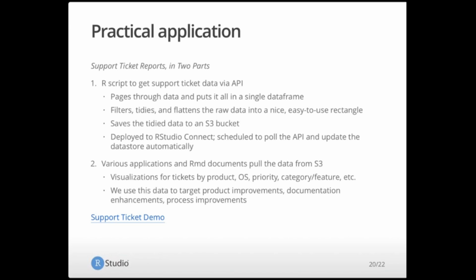This application is in two parts. The first part is an R script that gets the support ticket data via API and puts it into an S3 bucket. And the second part is where various applications and reports pull that data from S3 and then run those analyses. The reason I have this in two parts is because our support ticket tool's API is quite slow, and I have to page through a lot of data. Pulling that into a single data frame the way that we did with that Star Wars API data takes a lot of effort, and it takes a lot of time because these API calls are not quick.